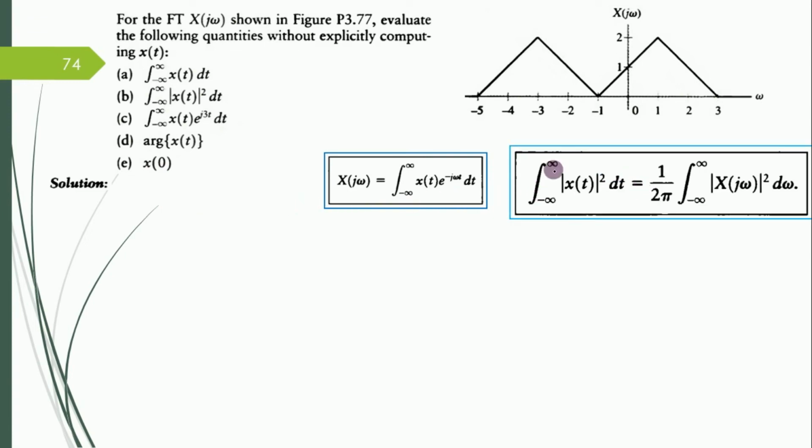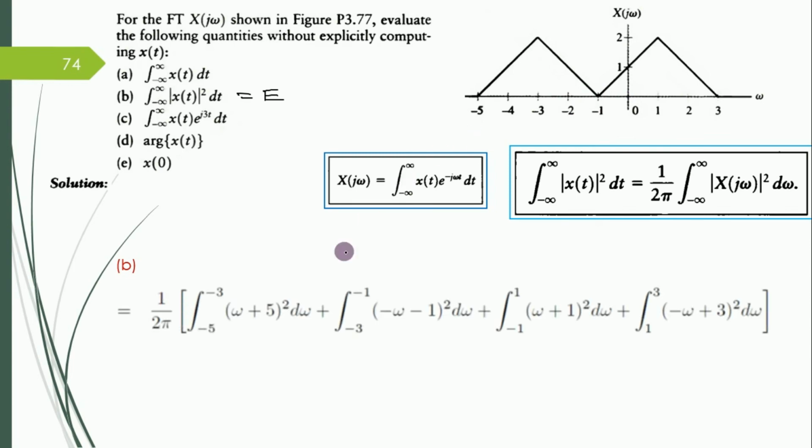For b I use Parseval's theorem because it is an energy equation. What is given here is the integration from minus infinity to infinity of mod x of t whole square dt. This is actually an energy equation; it is like finding the energy of this. To find the energy, you need the equation of the graph. Its equation is omega plus 5 from minus 5 to minus 3, minus omega minus 1 from minus 3 to minus 1, omega plus 1 from minus 1 to 1, and minus omega plus 3 after that.